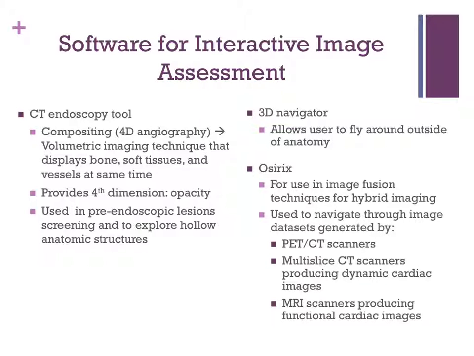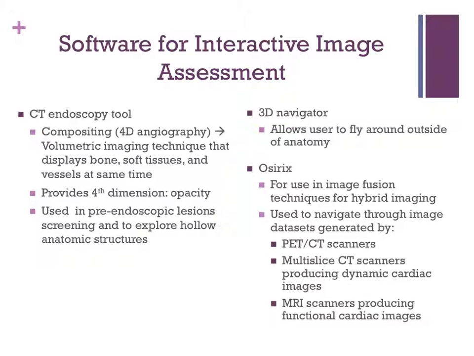A unique feature of the CT endoscopy tool is compositing. This is also known as 4D angiography. This is a volumetric imaging technique that displays bone, soft tissues, and vessels at the same time. It provides 3D images with a fourth dimension, which is opacity. It is used in pre-endoscopic lesion screening and to explore hollow anatomic structures.